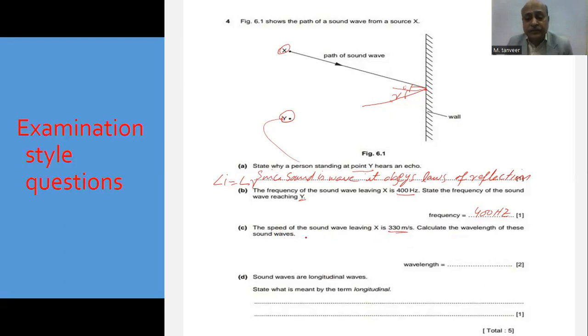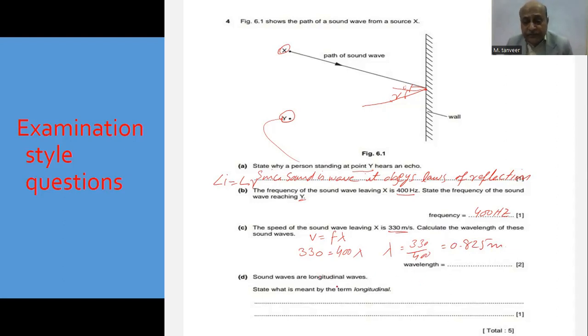V is given. You will use the formula V equal to F lambda. V is 330 meter per second. Frequency is given in the above part, 400. Lambda you have to calculate. So lambda will be 330 divided by 400, and it will be equal to 0.825 meter. This is the wavelength, lambda.